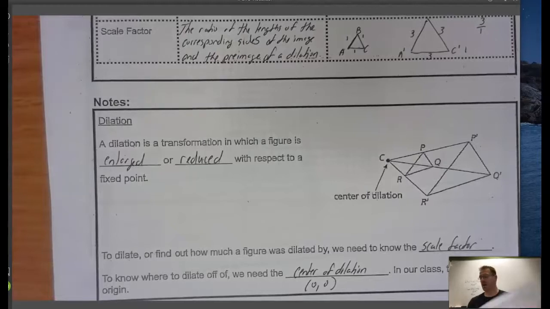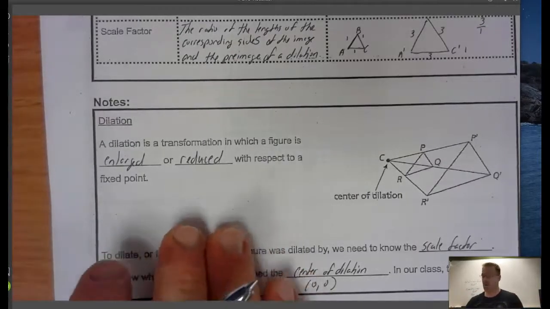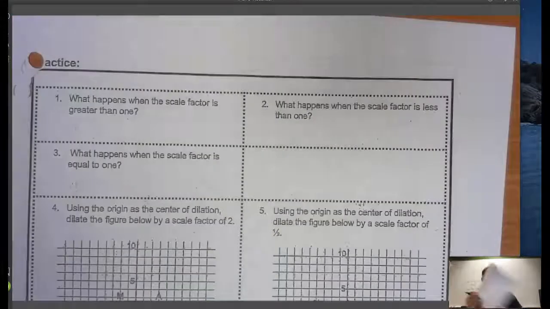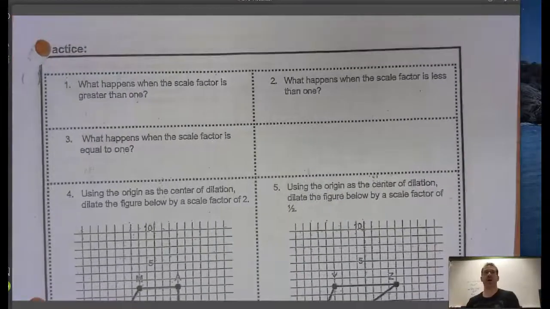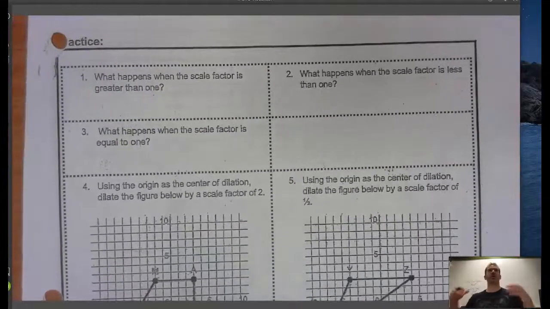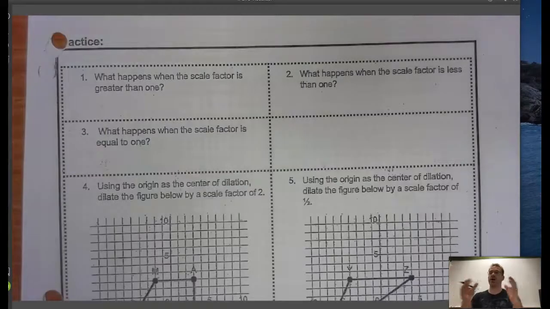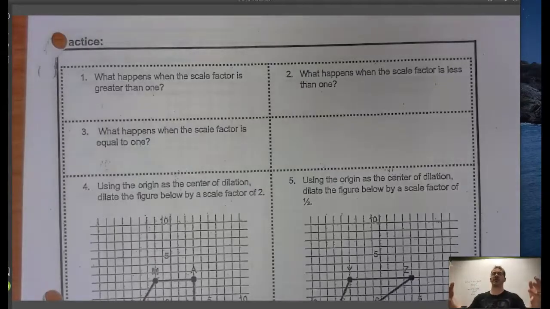So let's get into some examples here. If you want to go ahead and flip the page, let's look at page 27 here. Just a couple things to think about. When we say the scale factor is greater than 1, what do you think is going to happen to our figure?